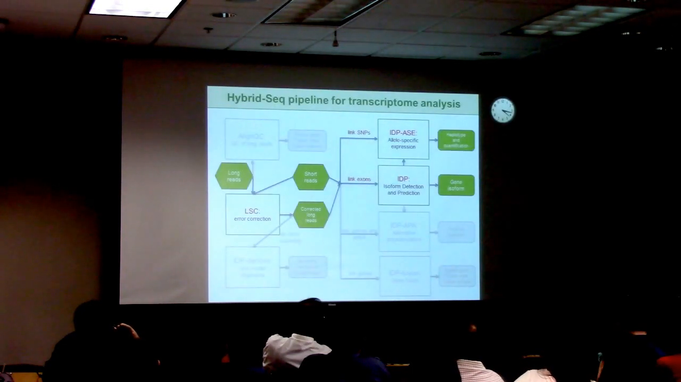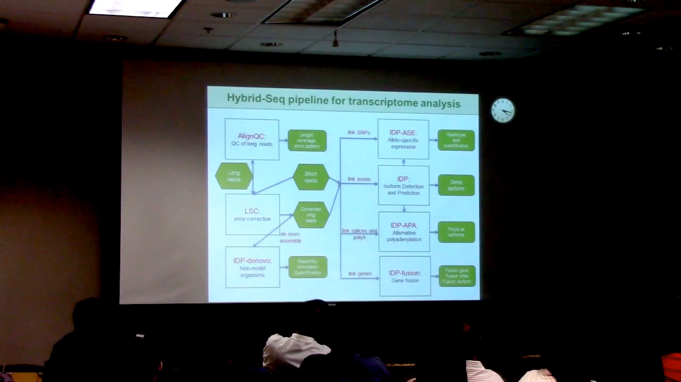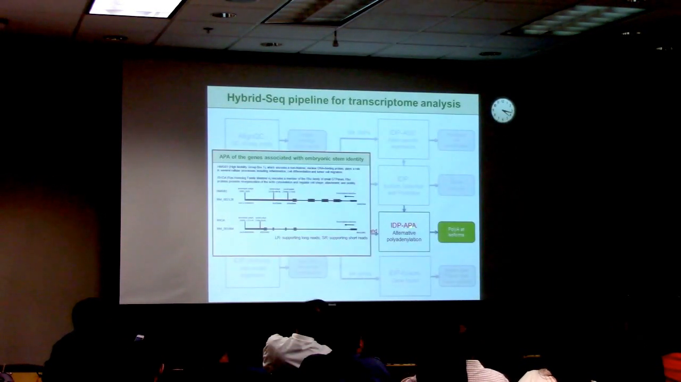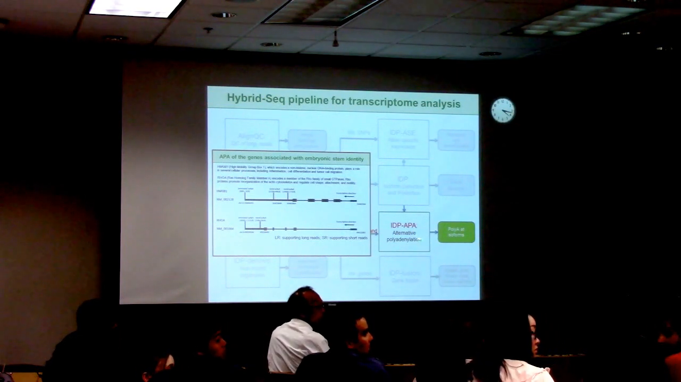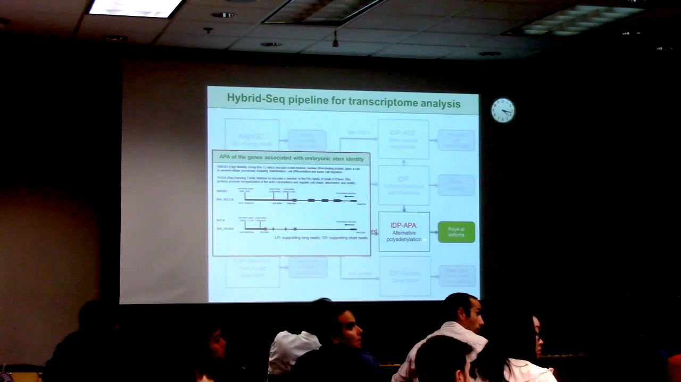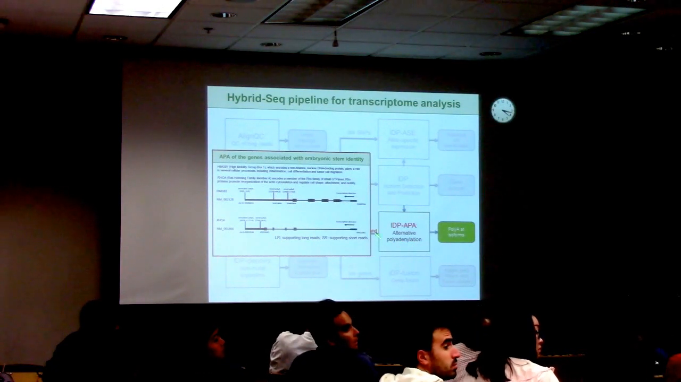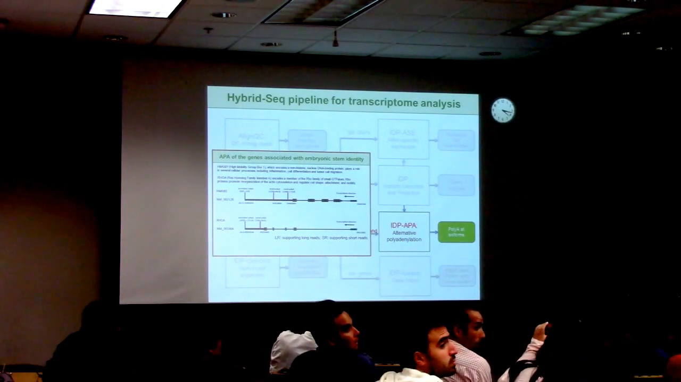Okay, and we come back to these pipelines. We have LSC for error correction, IDP for isoform determination, and allele specific expression. Actually, we have other ones, but for each one I just spend one slide to talk about it. APA, we have alternative poly-A. The alternative ending point of genes is kind of similar to the splicing event, and we developed IDP-ATA to determine this alternative ending point as well.